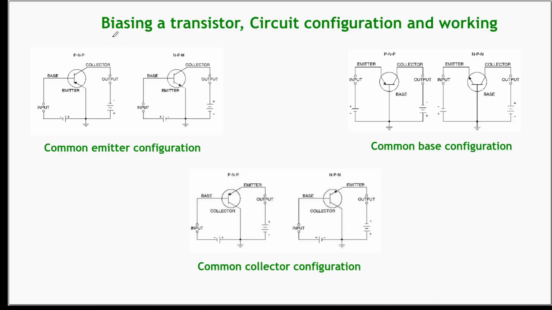Hello, welcome back. In this video, we'll discuss how to bias a transistor, the circuit configurations and the working of a transistor. In a transistor, there are two PN junctions.